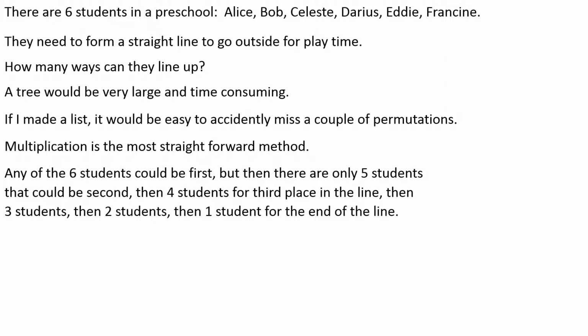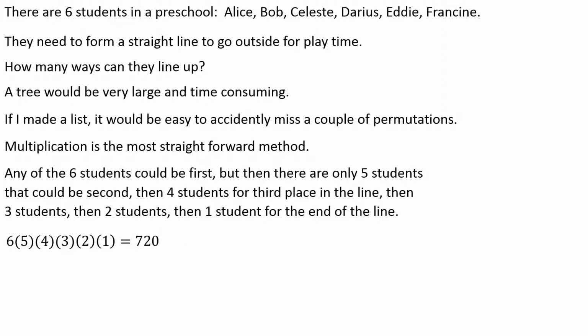Any one of those 6 students could be first. Once that student is first in line, though, we will not reuse that student. So there are 5 students that could be second. Once we have the second student in place, now there are only 4 students that could be in third place. And then only 3 students for fourth place, 2 students for fifth place. And then once 5 students are in line, there's only 1 student put at the end.